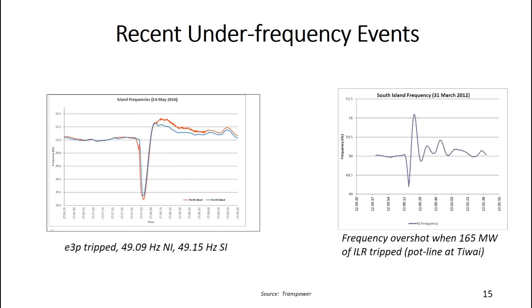If we go back to 2012, we can see an even more extreme case of this overshoot when 165 megawatts of interruptible load reserve, a whole pot line at the TY smelter, tripped off after an under-frequency event initially occurred. The frequency in the South Island overshot 51 Hz before the frequency keepers brought it back under control.